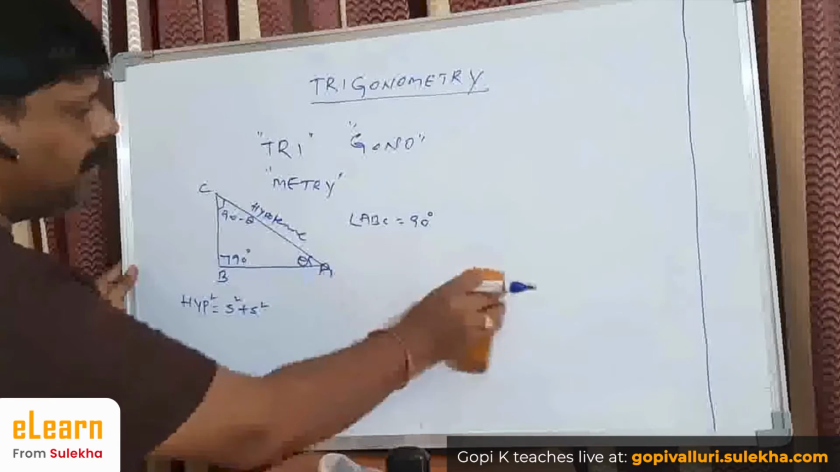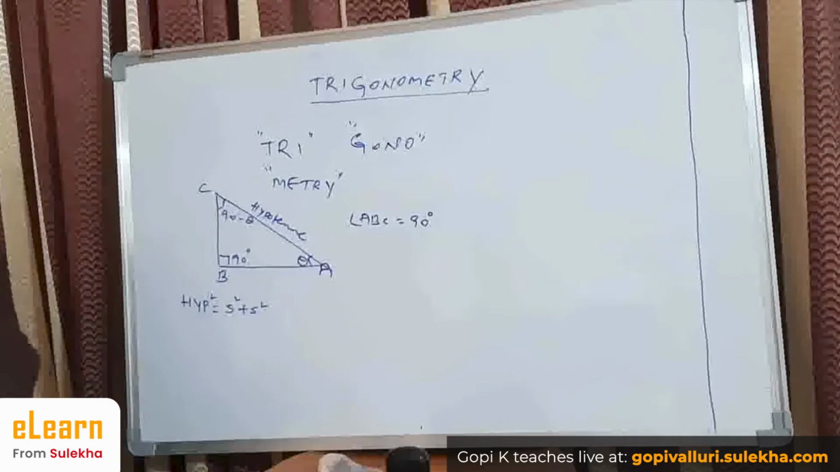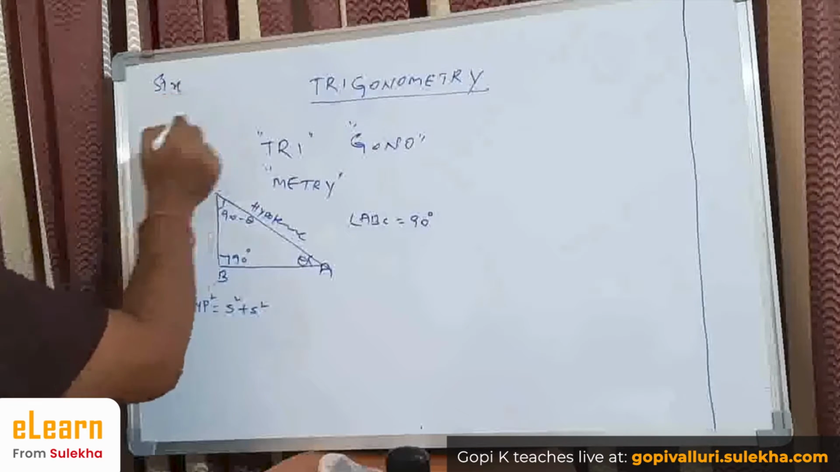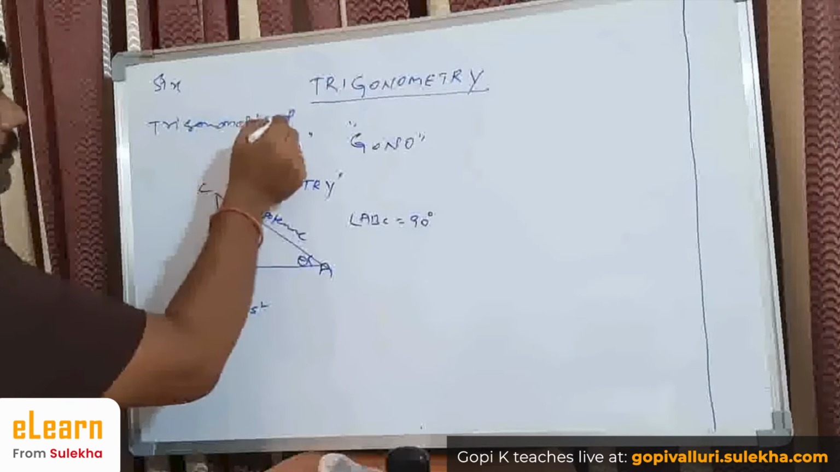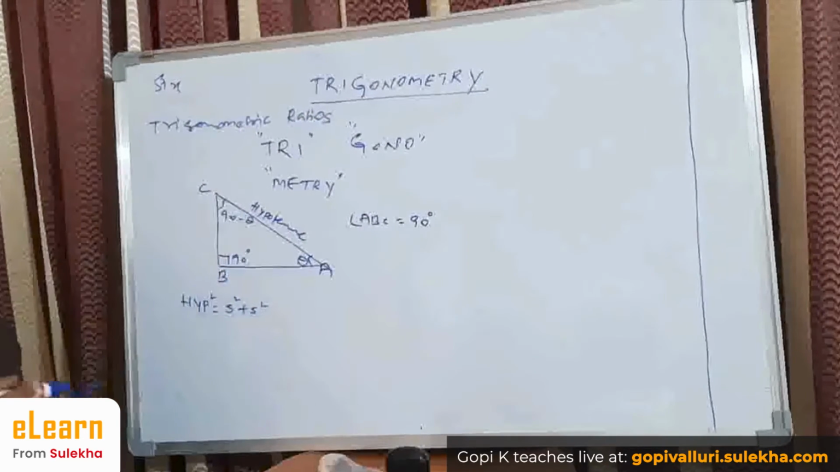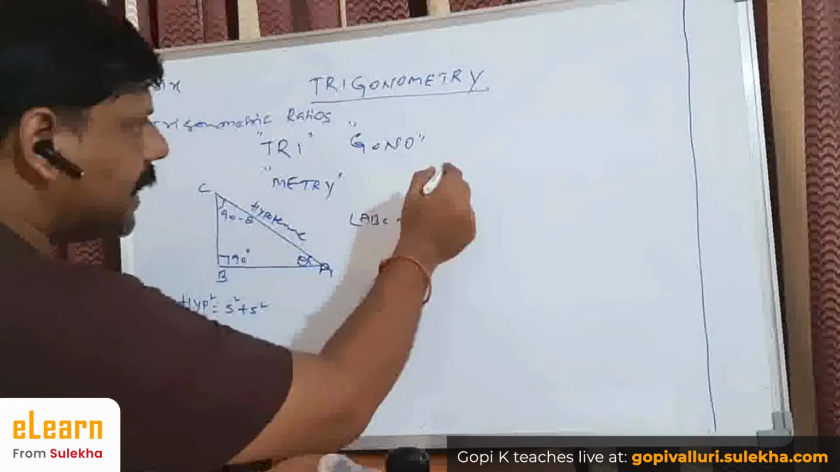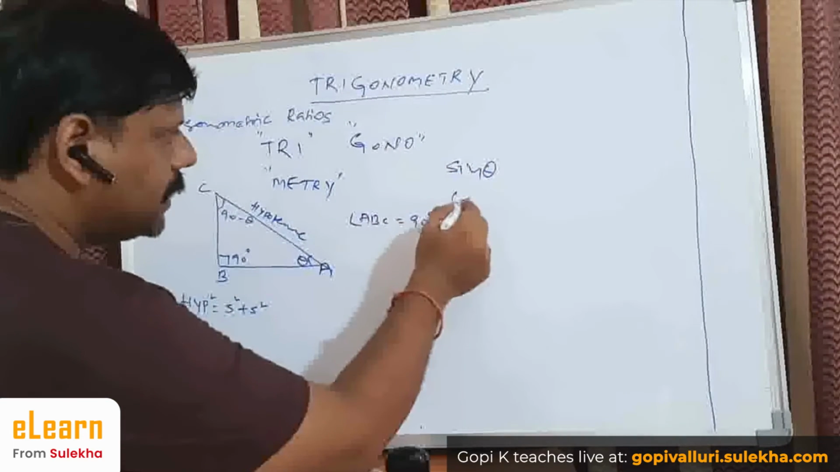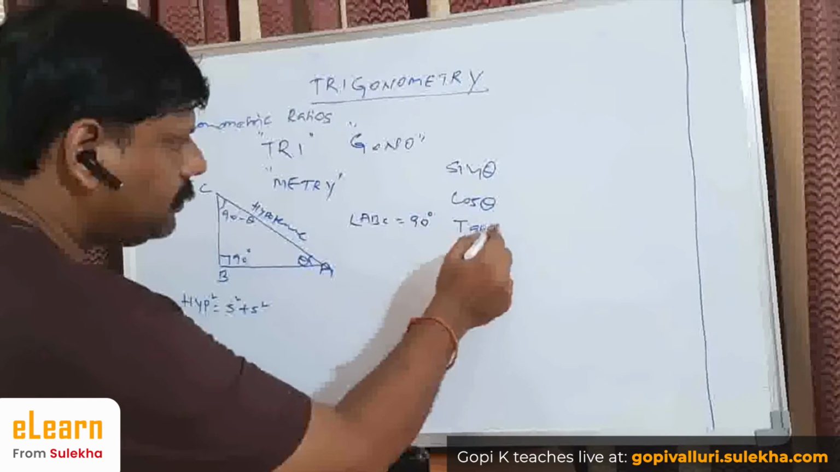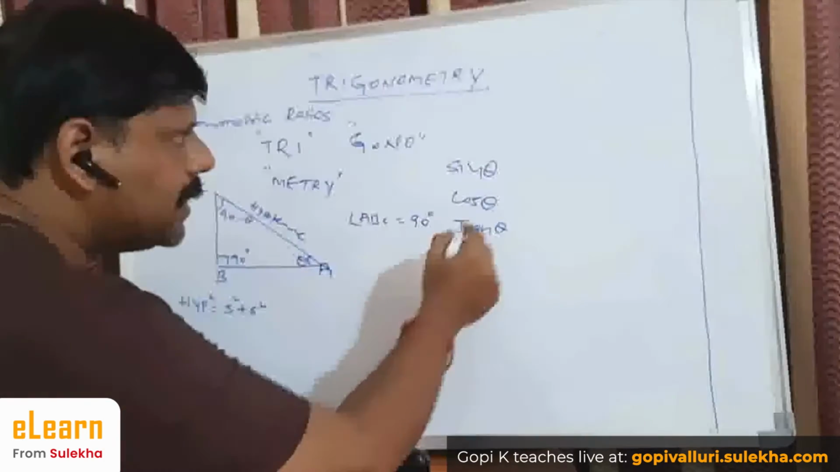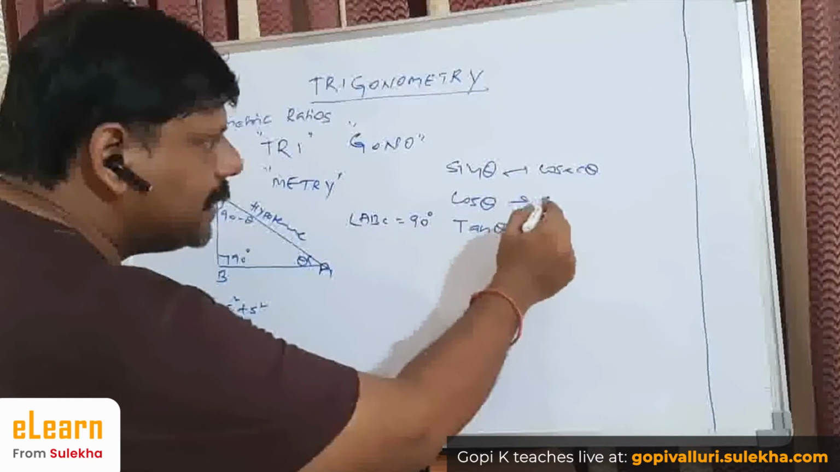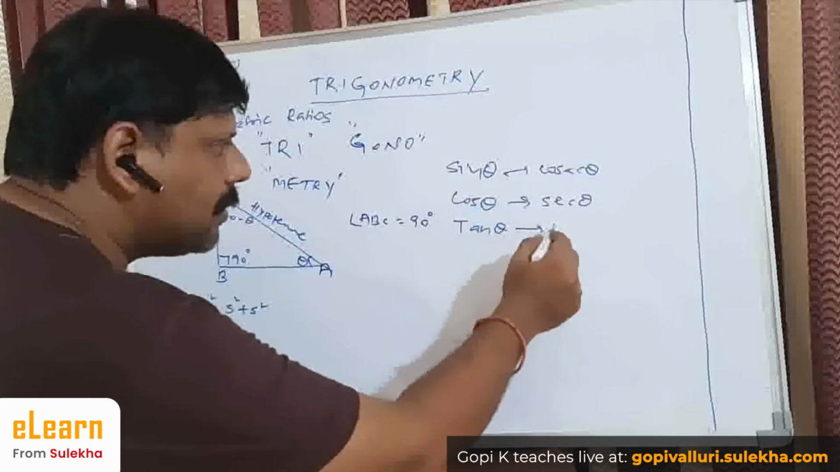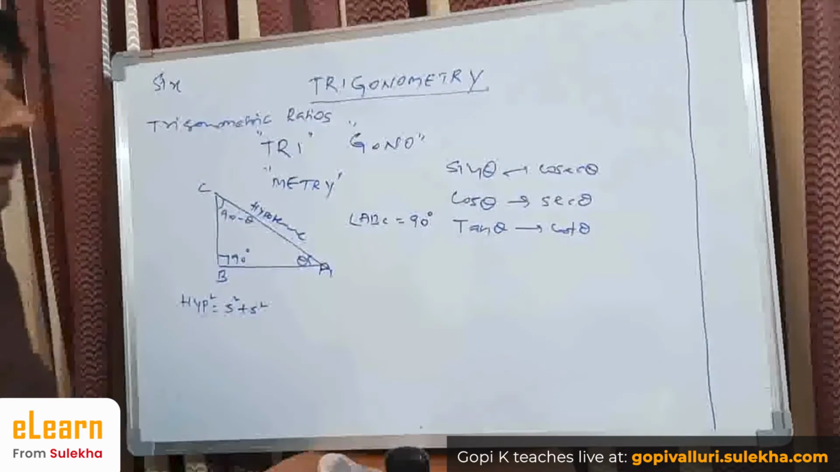Because in trigonometry, we are basically dealing with 6 trigonometric ratios. What are the 6 trigonometric ratios? I am writing sine theta, cos theta, tan theta, and the reciprocal of sine theta is cosec theta, the reciprocal of cos theta is sec theta, and the reciprocal of tan theta is cot theta. So why are we giving names like that?